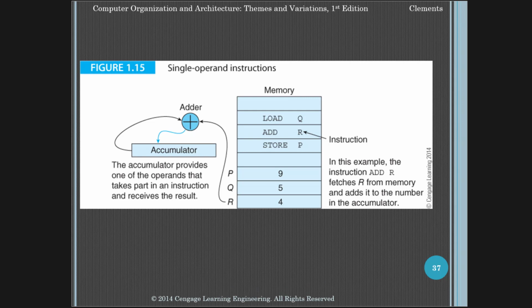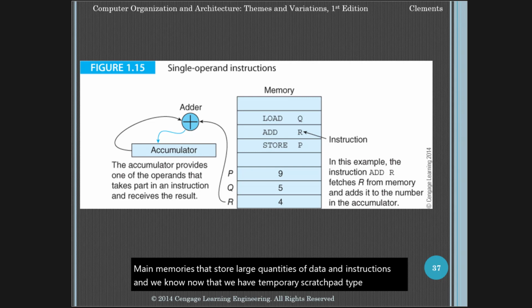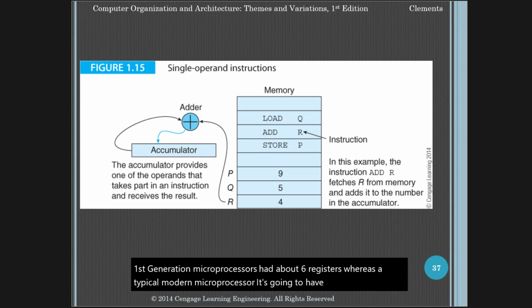So before we move on to the next section, I just want to point out something. We've been talking a lot about basically computer categories. Computers have main memories that store large quantities of data and instructions, and we know now that we have temporary scratch pad type registers on the CPU. First generation microprocessors had about 6 registers, whereas a typical modern microprocessor is going to have 16, 32, or 64 registers. We can categorize computers by the way in which their instructions act on data.